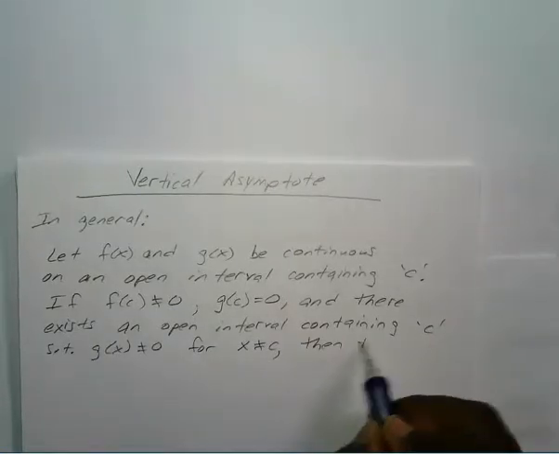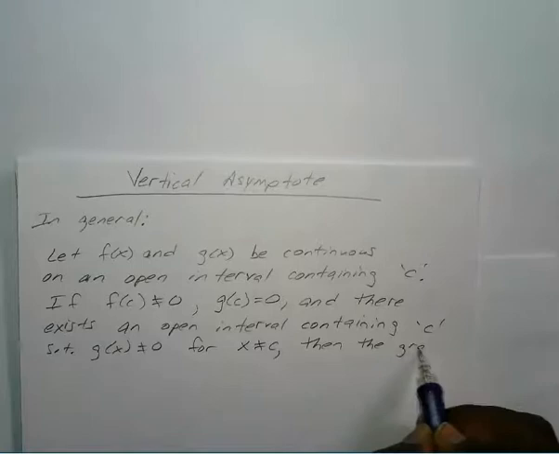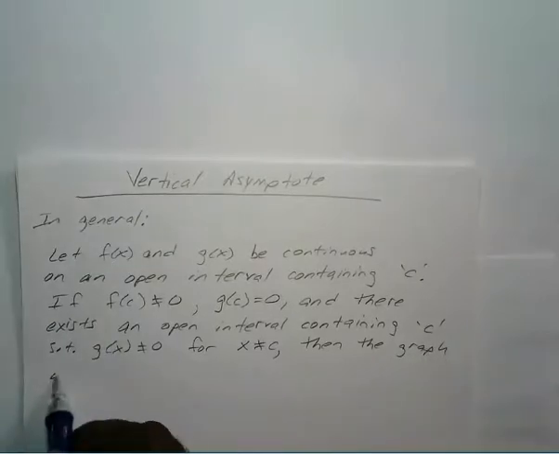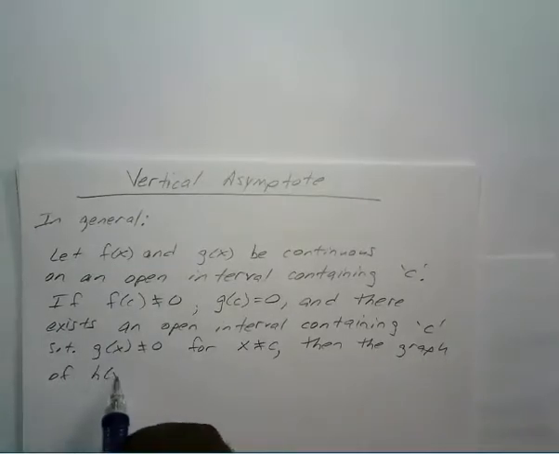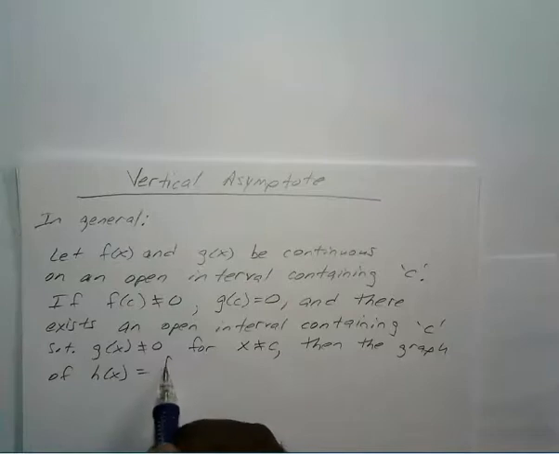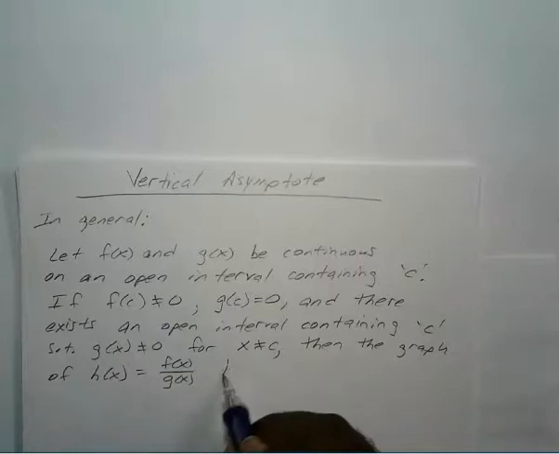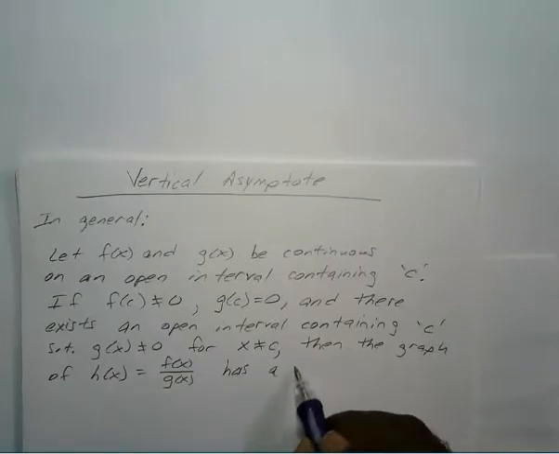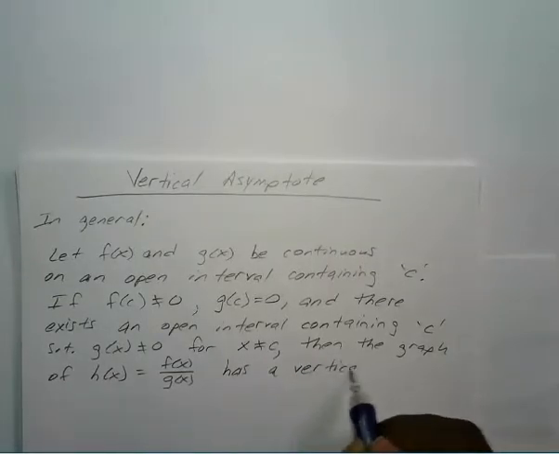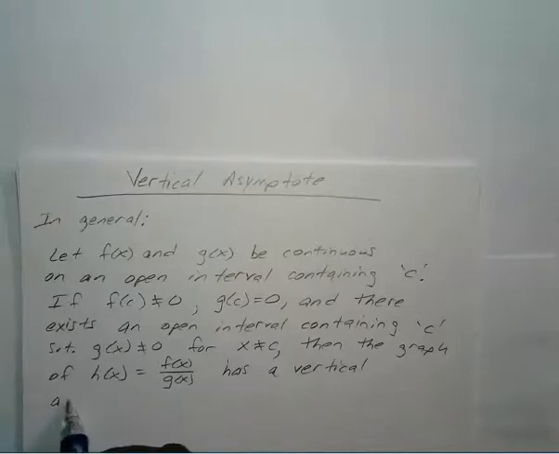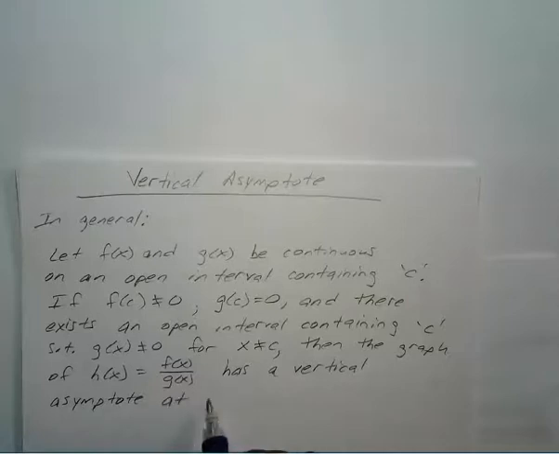Then the graph of, let's say, h of x equals f of x over g of x has a vertical asymptote at x equals C.